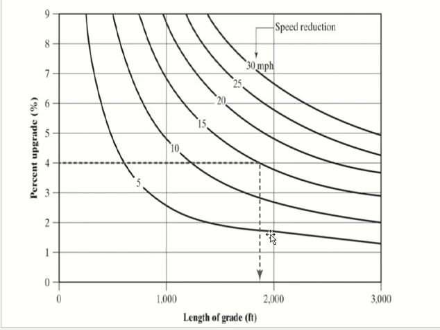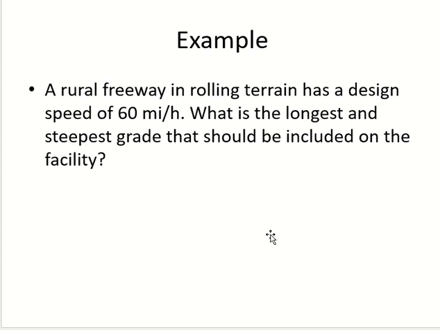Clear? Okay. Let us look at an example. We have a rural freeway in rolling terrain, speed of 60 miles per hour. Asking for the longest means the length, how much length we can give, and the steepest means the value, the gradient itself. So how long you can give the gradient and how much you can give the gradient.